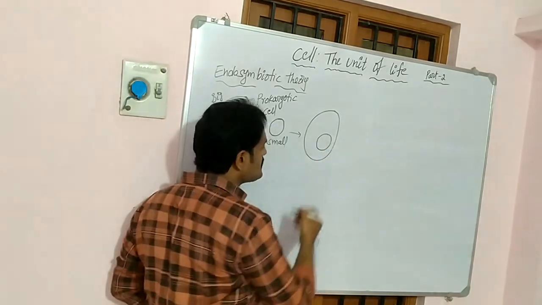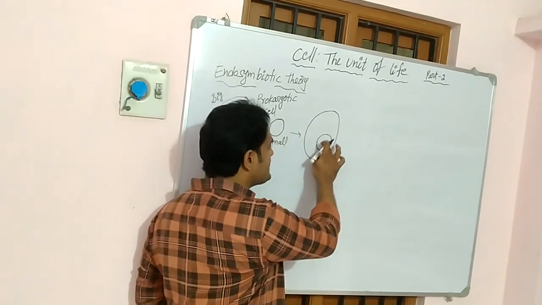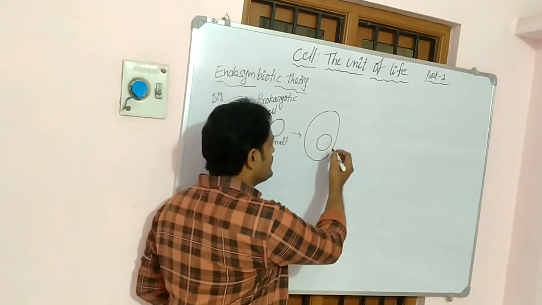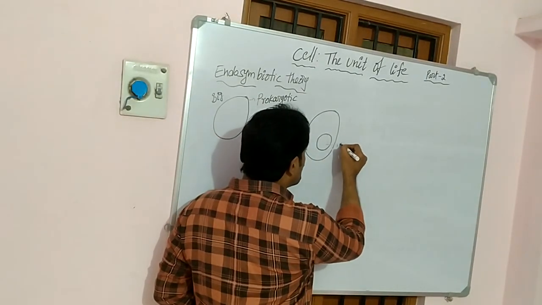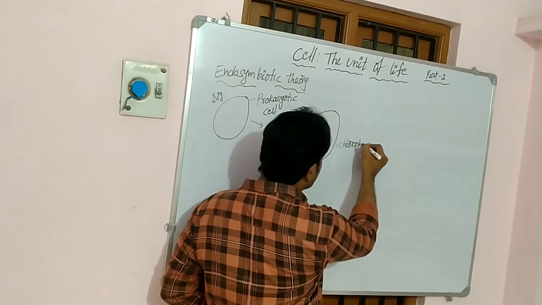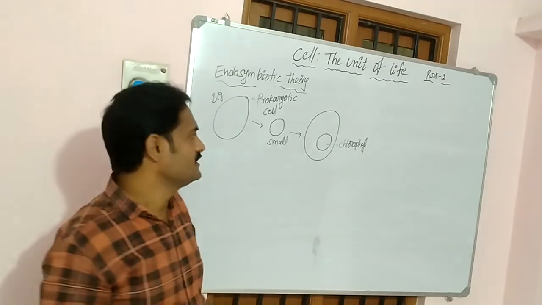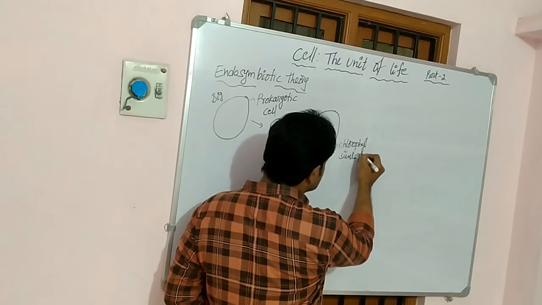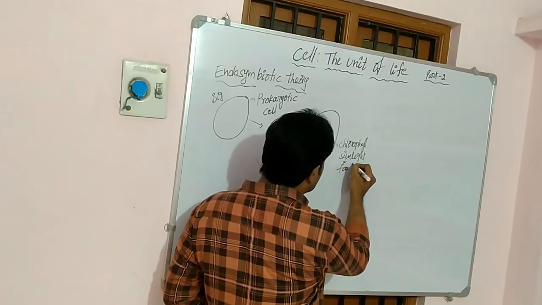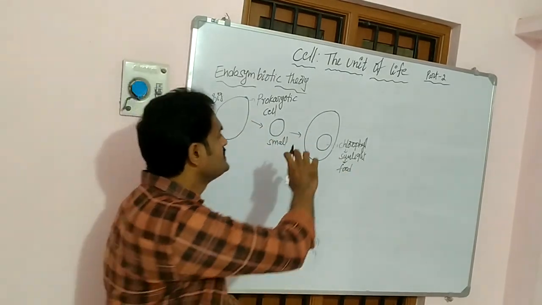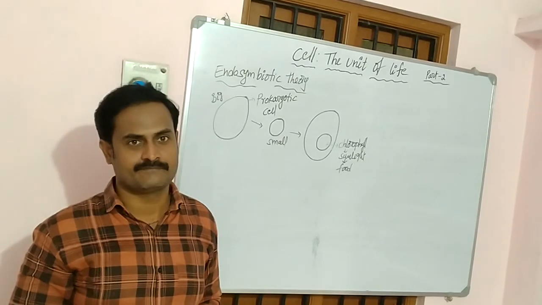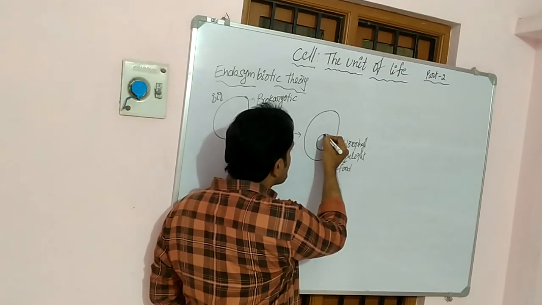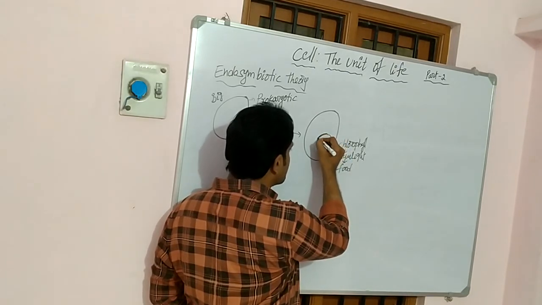The small prokaryotic cell is not digested inside the big prokaryotic cell. What is the reason? It consists of a chlorophyll pigment. With the help of this chlorophyll pigment, it uses sunlight and prepares food material. This food is given to the big prokaryotic cell. And finally, it forms a structure with two membranes, a two membrane bound structure.